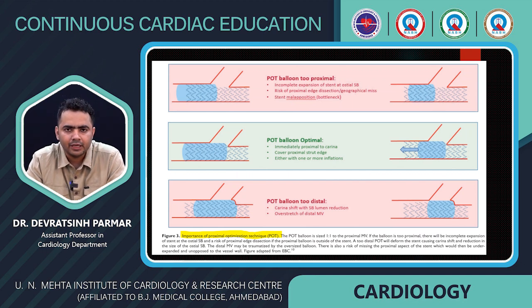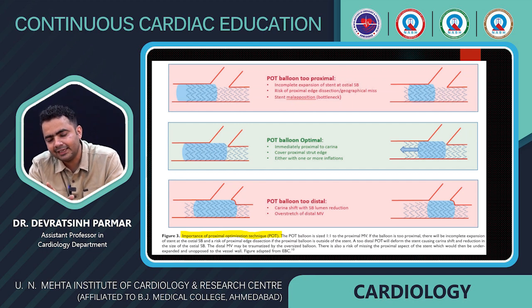Okay. Now it's very important to POT at a specific site. In the first diagram, as we can see here, the POT should not be too proximal. If we perform a POT very proximally, there will be incomplete expansion of your stent. Also, if the balloon goes out of your stent, there is a very high incidence of dissection. So basically your POT should be exactly at the carinal angle.